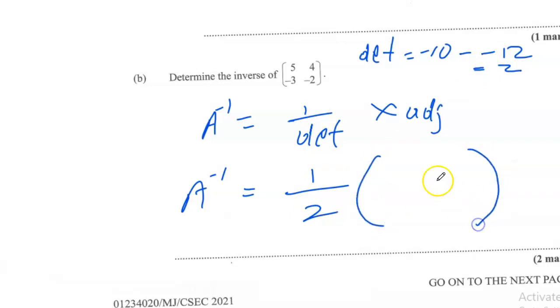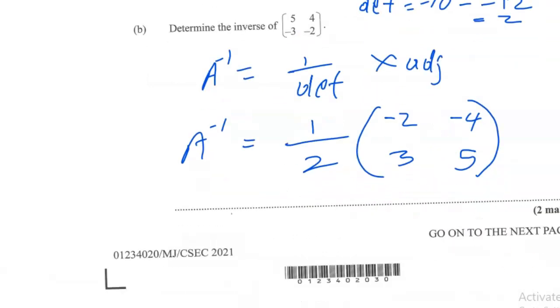The adjoint: on the leading diagonal, switch elements, so minus 2 and positive 5 switch places. And on the other diagonal, the signs change. So this would be minus 4 and this would be positive 3. You can leave it like this, or you can multiply each term in the bracket by half. So half of minus 2, that's minus 1. Half of minus 4, that's minus 2. Half of 3, that's 1.5. Half of 5, that's 2.5.